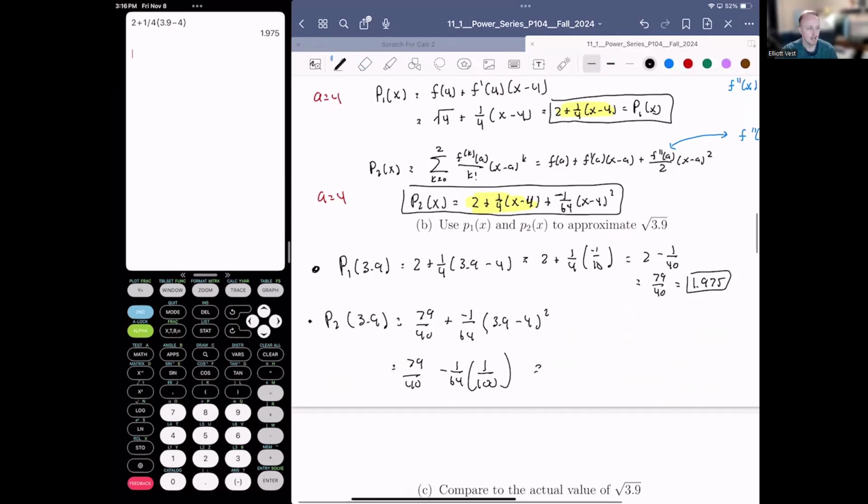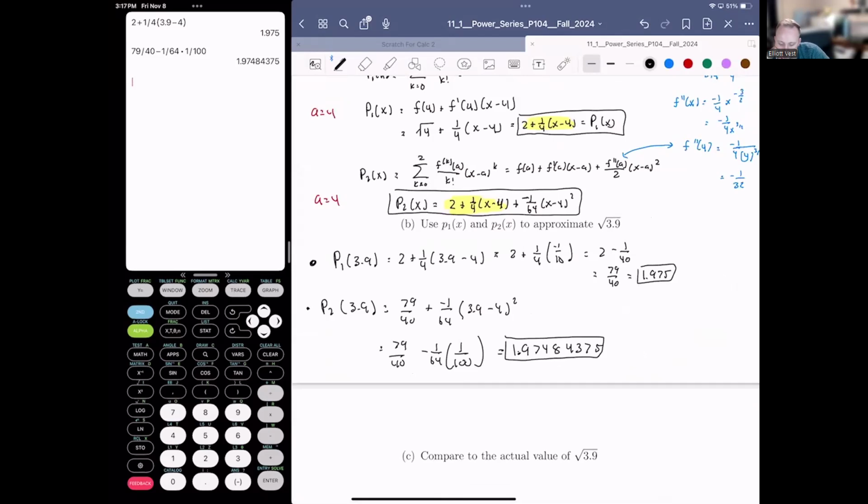And now we're kind of getting to a point where it's like, man, let's just plug this into a calculator, right? Because we can do this, but I'm not going to because we have better things to do today. 1 divided by 64 times 1 divided by 100. And this ended up equaling 1.974. We'll go all the way. 4375 here to my answer. Okay, so it wasn't even that far of a difference, right? These are the same up to 2 decimal places, right?